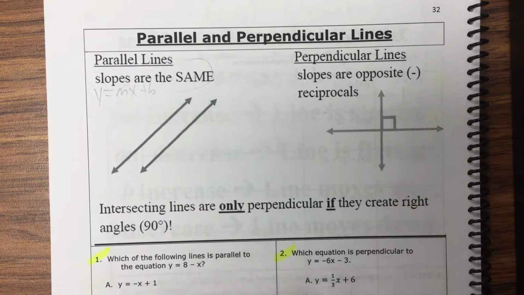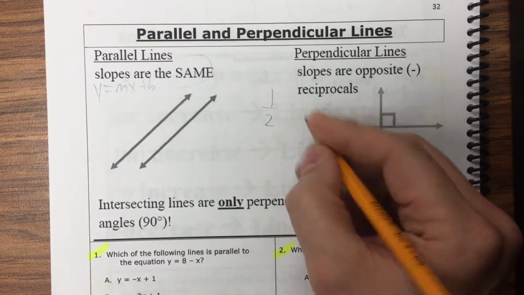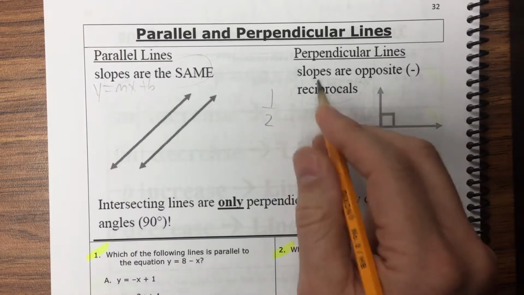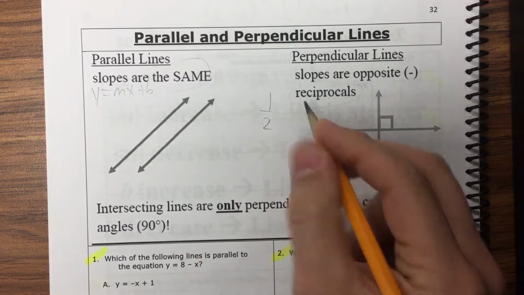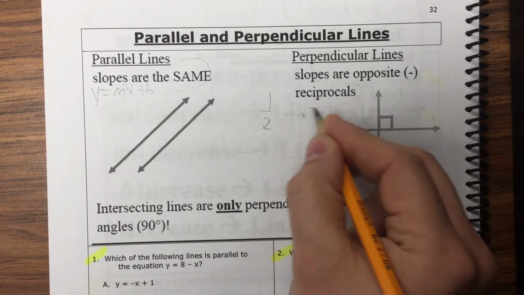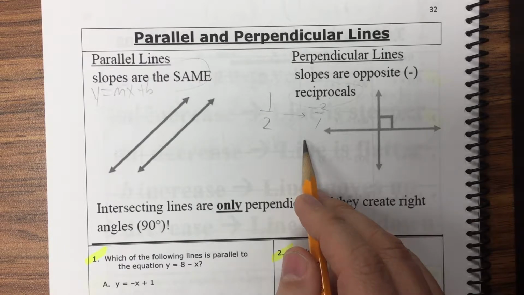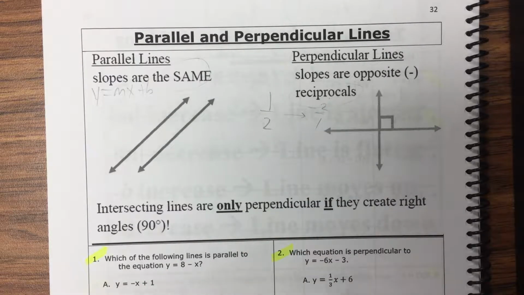Let me give you an example. If I have a slope of 1/2, the opposite of 1/2 would be negative 1/2. The reciprocal of 1/2 would be flip the numbers upside down. So the opposite reciprocal would be negative 2/1 or negative 2. Okay? You flip it and you change the sign.